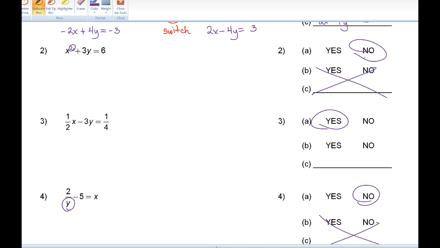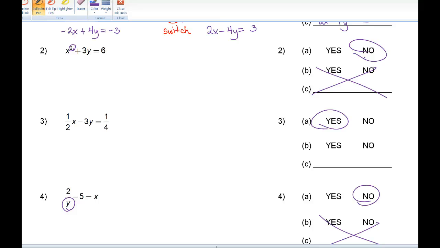Number 2. I said this has an x squared, so we don't have to go any further. If the first answer is no, then we're finished. Okay, take a look at number 3. Well, x and y are separated by a minus sign. They're in the right order, and x is positive. The only problem we have is that there are fractions.